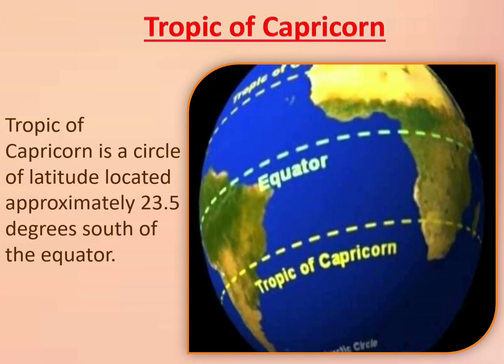Tropic of Capricorn. Tropic of Capricorn is a circle of latitude located approximately 23.5 degrees south of the equator, right? Tropic of Cancer in the north and Tropic of Capricorn in the south. And at what degree? 23.5 degrees approximately. Okay, students, I hope now Tropic of Cancer, Tropic of Capricorn is very clear.